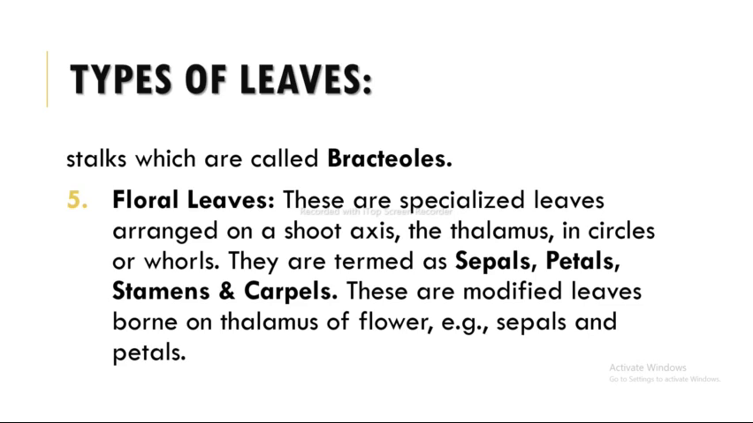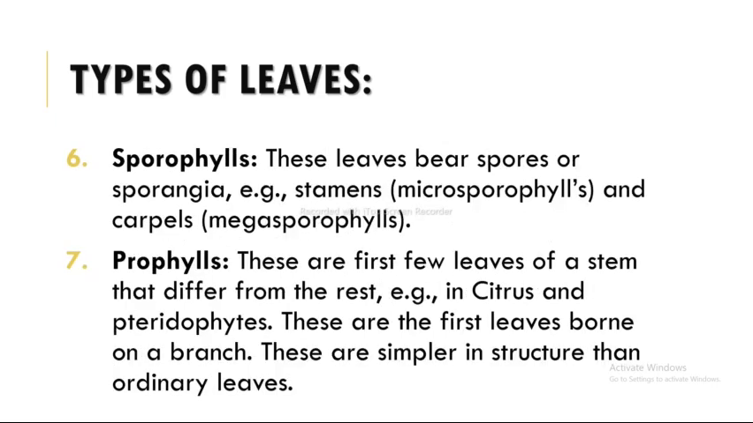Fifth type of the leaf is floral leaves, and these are specialized leaves which are arranged on a short shoot axis, which is known as the thalamus. On the thalamus, these are arranged in circles or in the form of whorls, and they are termed as sepals, petals, stamens, and carpels. These are modified leaves which are borne on the thalamus of a flower, for example, sepals and petals.